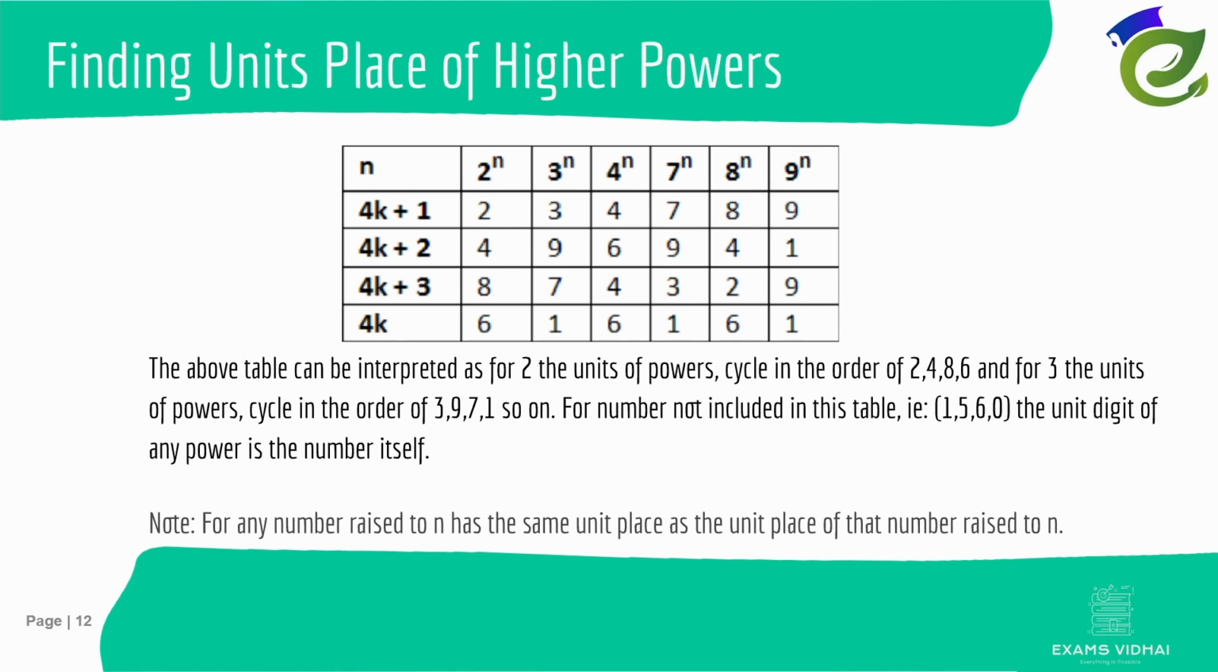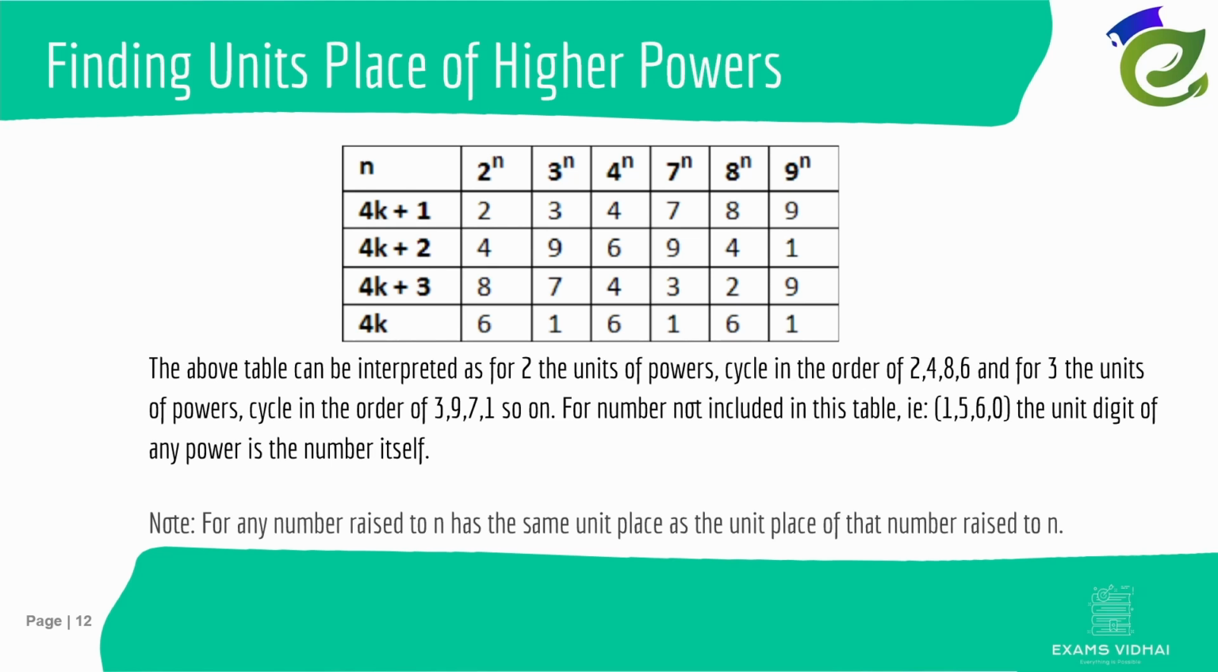It's basically like a pattern. If you know this pattern, you can find the units place of any number raised to any power. So suppose I tell you to find the units place of 2 power 9. You can write 9 as 4 into 2 plus 1. So the units place of 2 power 9 would be 2, as you can see on this table.